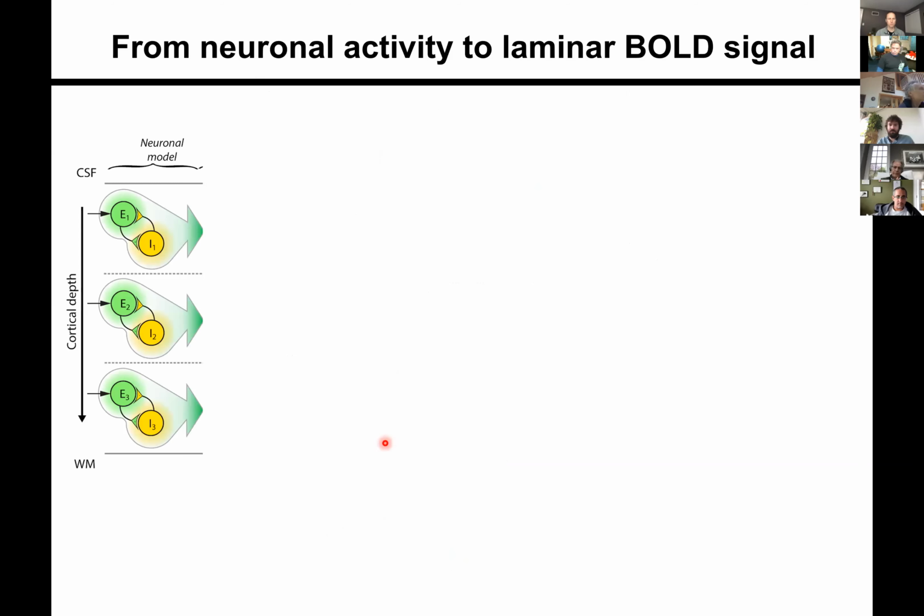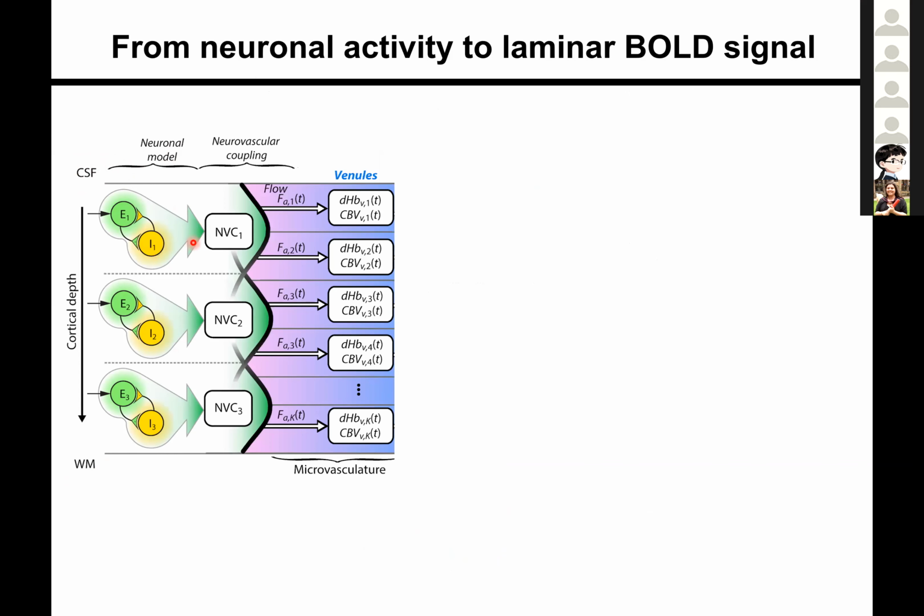Now, how do we understand this? We have developed a model to describe the transformation from neuroactivity to fMRI signal. This is plotted here, CSF again on top, white matter on the bottom. We say neuroactivity consists of excitatory neurons and inhibitory neurons. They are connected to the blood vessels via neurovascular coupling, and they change blood flow, which then changes deoxyhemoglobin and blood volume in the venules and veins.